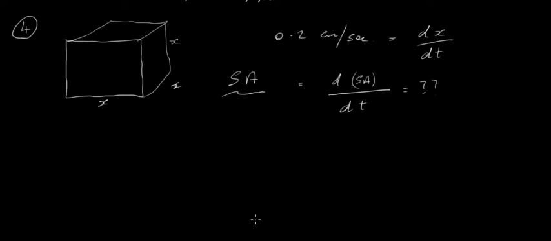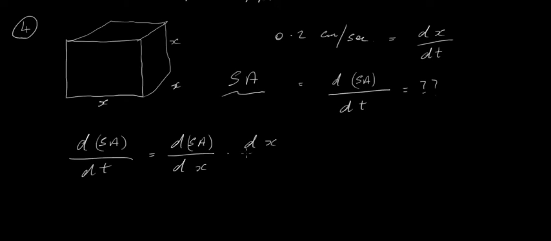Okay, so dSA with respect to t, what is that then? If I write that down in terms of the chain rule, dSA/dt is going to be dSA with respect to x, since we're talking about x in this case, times dx/dt. Again, the dx's will cancel, and I'm left with dSA/dt on the left hand side. We want to find this. We know dx/dt is 0.2. What about dSA with respect to x? We don't know this bit, so this is what we've got to work out.